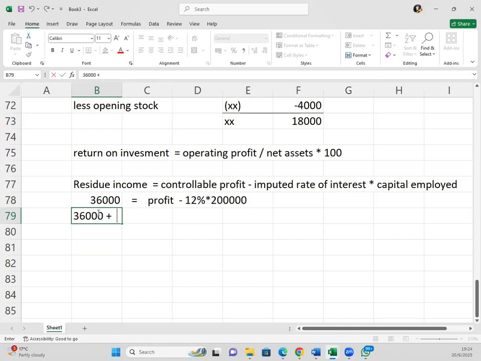So it is what? 24,000. So 36,000 plus 24,000 is going to give us the profit. So now we have the profit. How much is 36 plus 24? 60,000 is our profit. $60,000 is our profit.